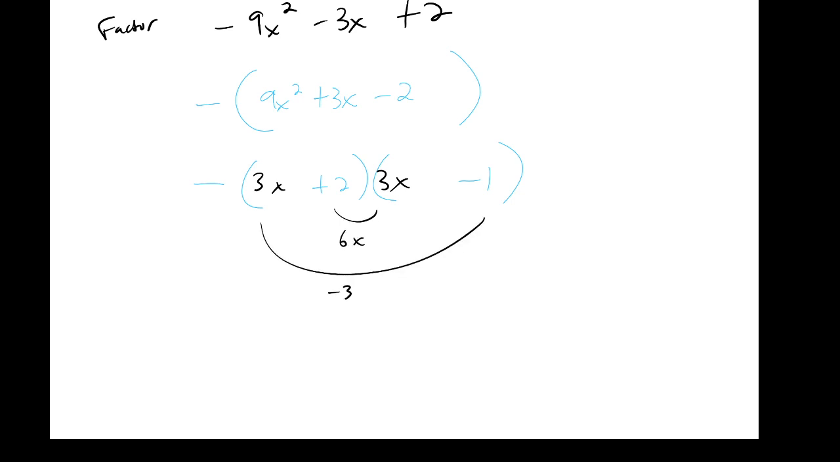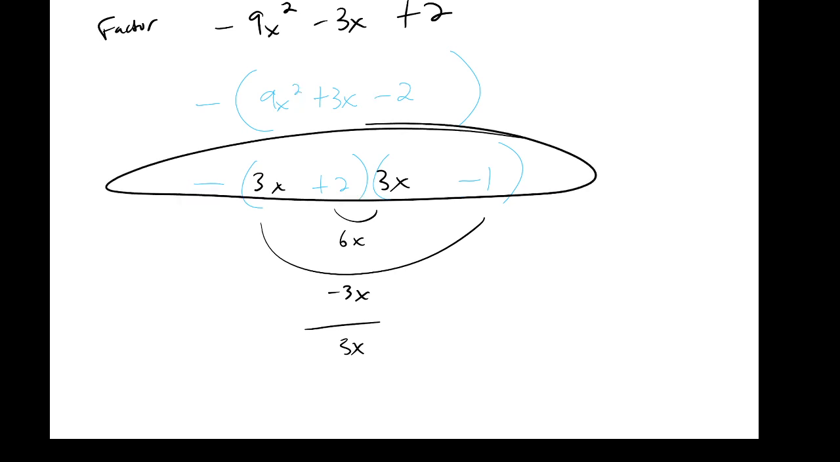This guy wants to be in 6x. This guy's negative 3x, right? Which is okay, because look, that gives us a 3x. That's this. That's what we needed, right? After we factored out that negative. So here we go. This is our factorization. Negative 3x plus 2, 3x minus 1.